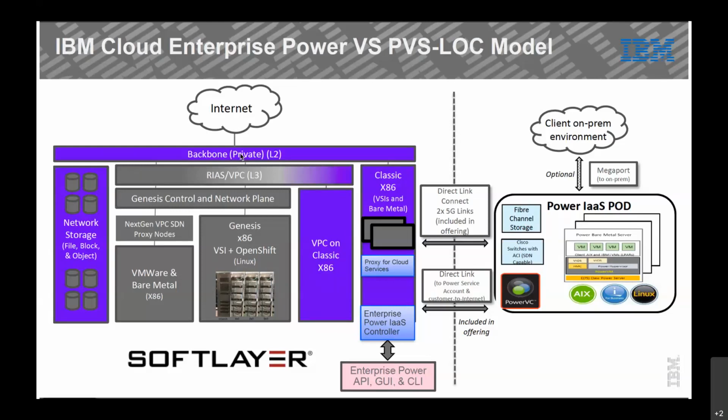But at a logical layer, it's connected with redundant connections. So redundant 2 by 5 gigabit links, and those are known as direct link connect. And that network connection is included in the offering, which is to say there's no additional charge for it. Okay. And think of that connection as the data connection, or as if I'm a client, that is my connection for my data, for my LPAR traffic through the IBM Cloud to get access to the rest of the services and to get access to the internet and to my on-prem environment, as you'll see on the next slide.